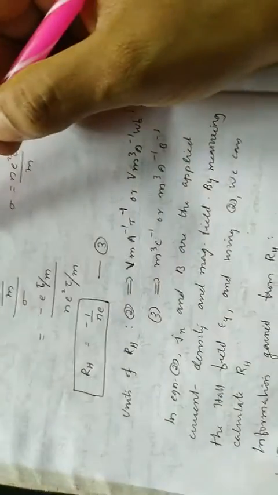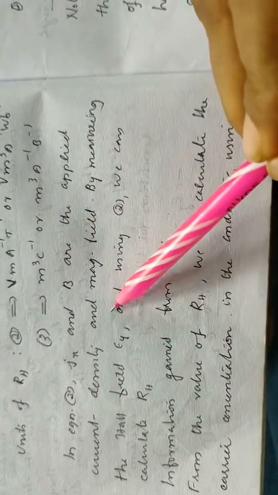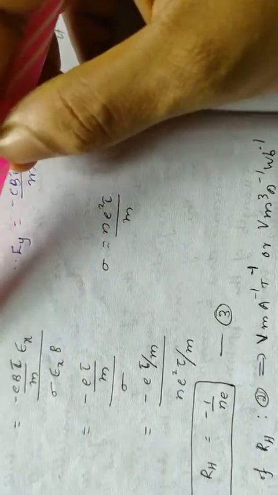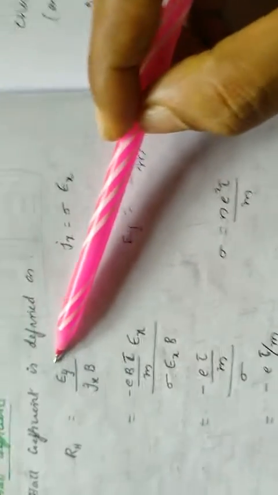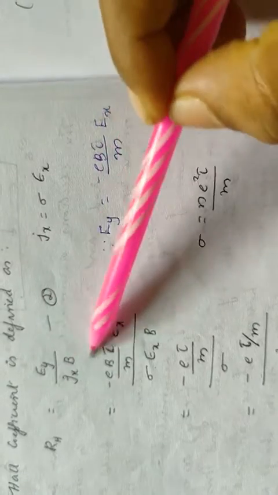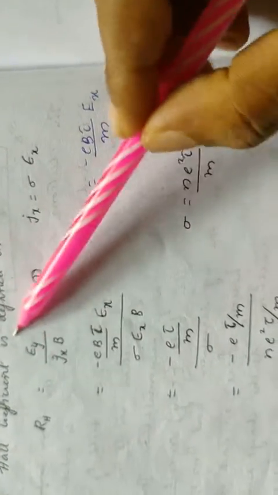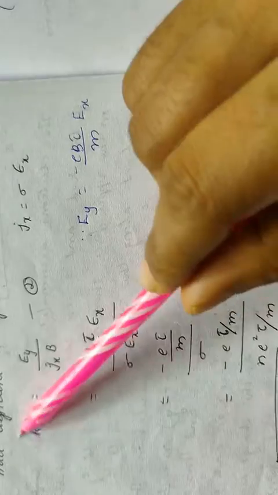The unit of the Hall coefficient is given here. In equation 2, Jx and B are the applied current density and magnetic field. By measuring the Hall field Ey and using equation 2 we can calculate RH. So when we are doing the experiment, we can measure the Hall field developed and we know the value of applied magnetic field and current flow. From these values we can calculate the value of RH, the Hall coefficient.